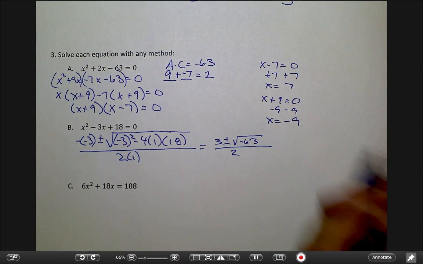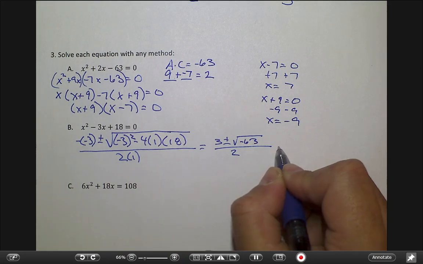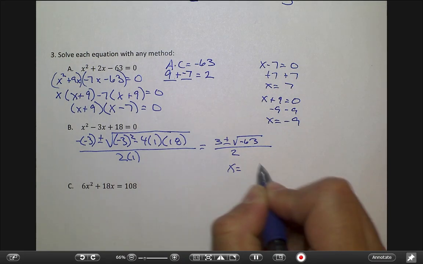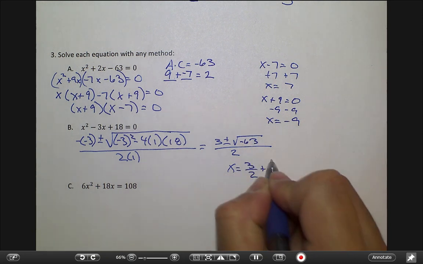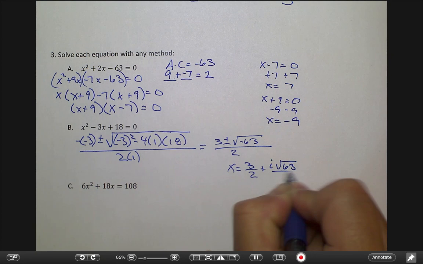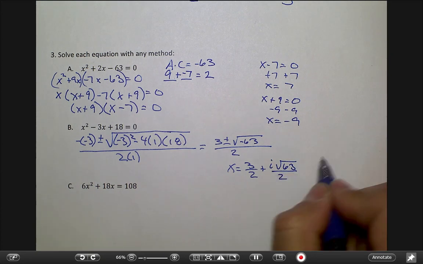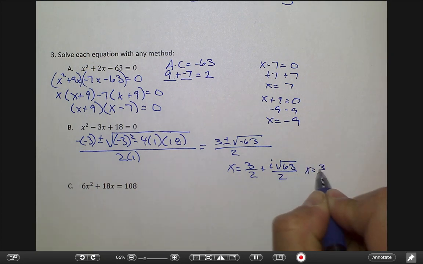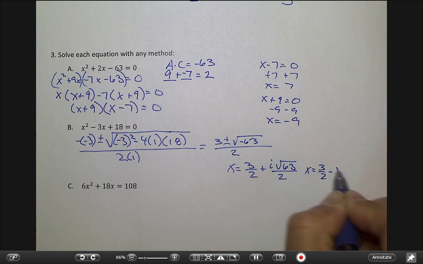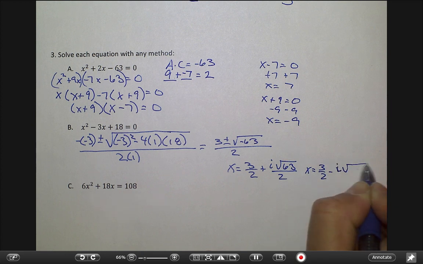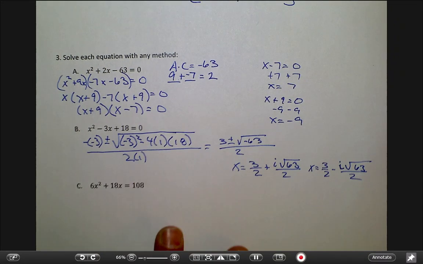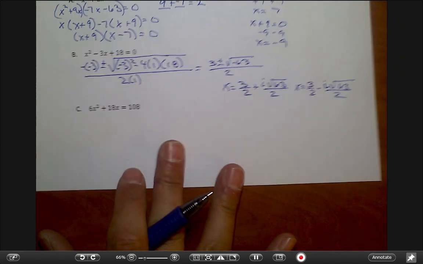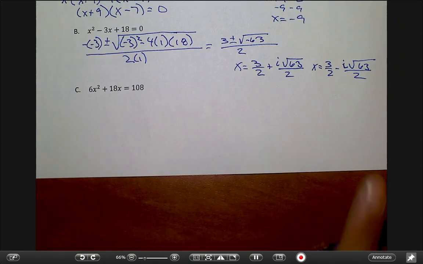So I know I could just separate my answers, right? So this is going to be x equals 3 over 2 plus, let's take out the I, square root of 63 over 2. And my other answer is going to be x equals 3 over 2 minus I, square root of 63 over 2. All right, so we have that right there now.